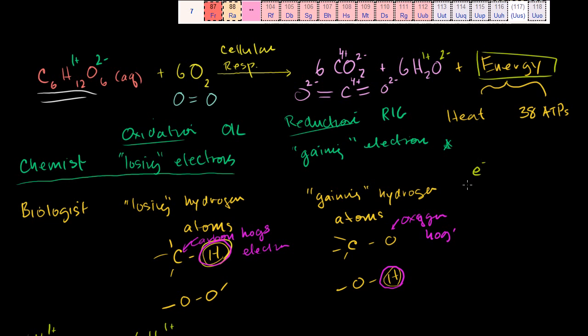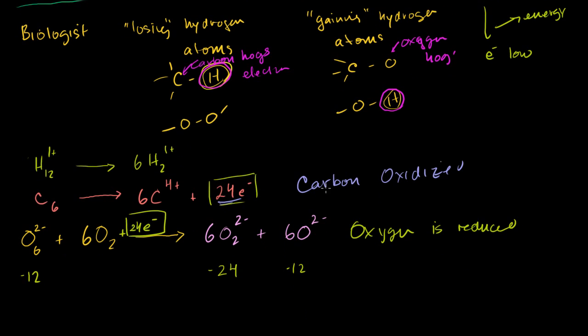If I have an electron that's up here at a high energy state, and it is able to go to a more comfortable state, a lower energy orbital, so a low energy or more stable energy state, it'll generate energy in the form of heat, or maybe this can do some work in some way, help make ATP molecules. And so when you see these half reactions, you see these 24 electrons that are being lost by carbon. Carbon is being oxidized, and they're going to oxygen.